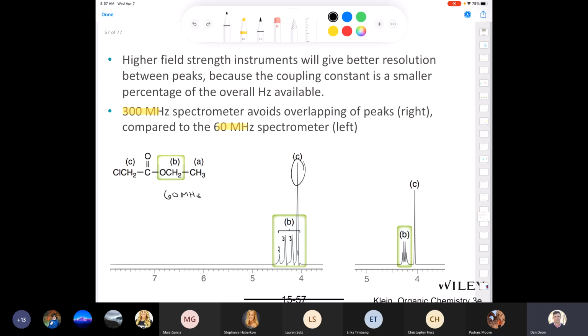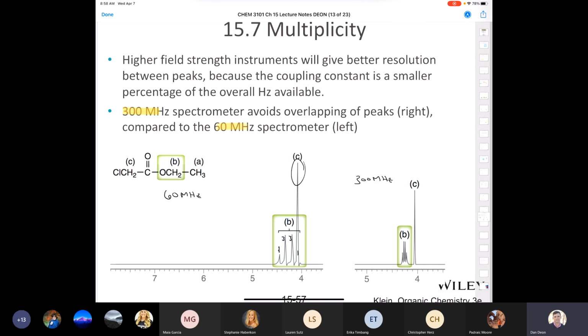So when I buy a more expensive spectrometer, this is a 300 megahertz here. Look what happens now. I get the same story. I get that quartet and that singlet, but now I can see all of my beautiful quartet like that. So we get better resolution when we have a higher field spectrometer and we have less overlapping.